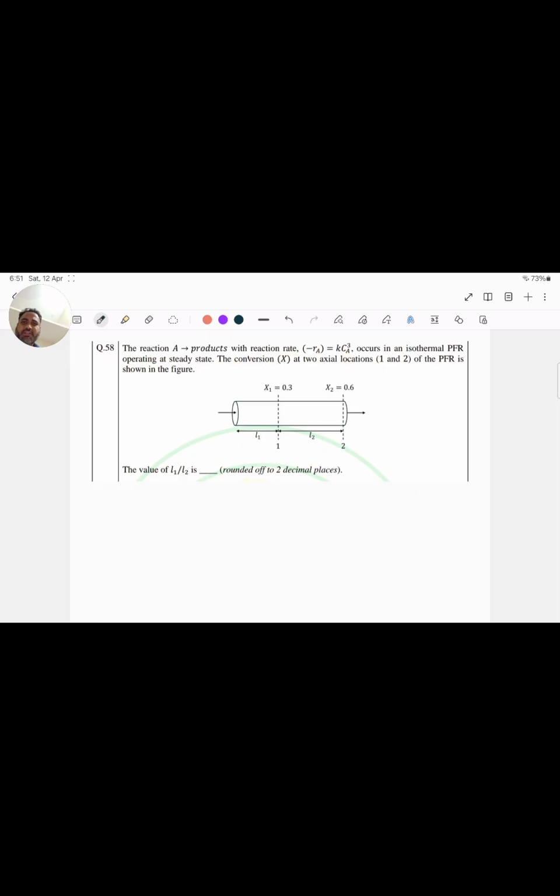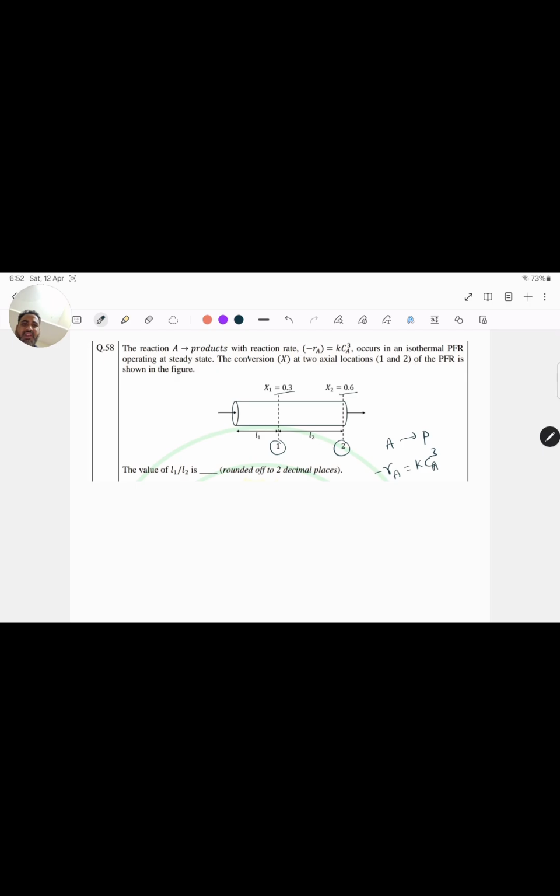and the question is given as: the reaction A gives rise to products is taking place with the rate of reaction as minus Ra is equal to K into Ca cube. So it is an elementary reaction with third order reaction. So this reaction is carried in an isothermal plug flow reactor at steady state, and the conversion is given at two axial points along the length of the reactor. At one location the conversion is 0.3, whereas at the second point the conversion is 0.6.